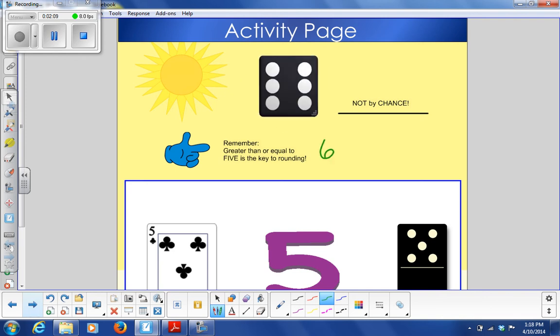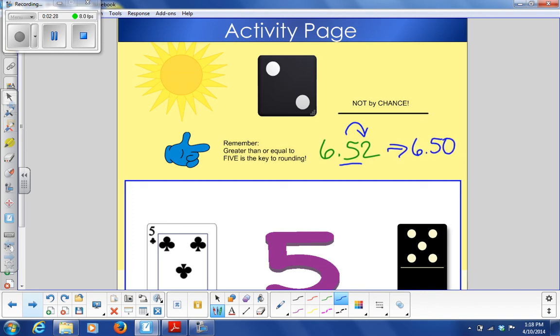I've got 6.52. So I want to round it to the 10th place. 10th place is the 5. We'll go next door. I'm going to take a look at that 2. That 2 tells me that I'm going to leave my 5 alone. So it should be 6.50 or 6.5.